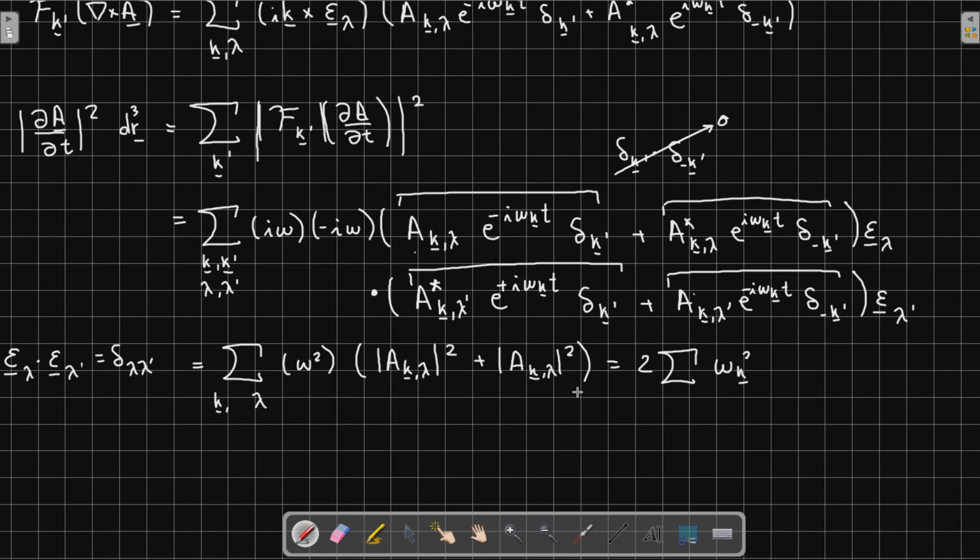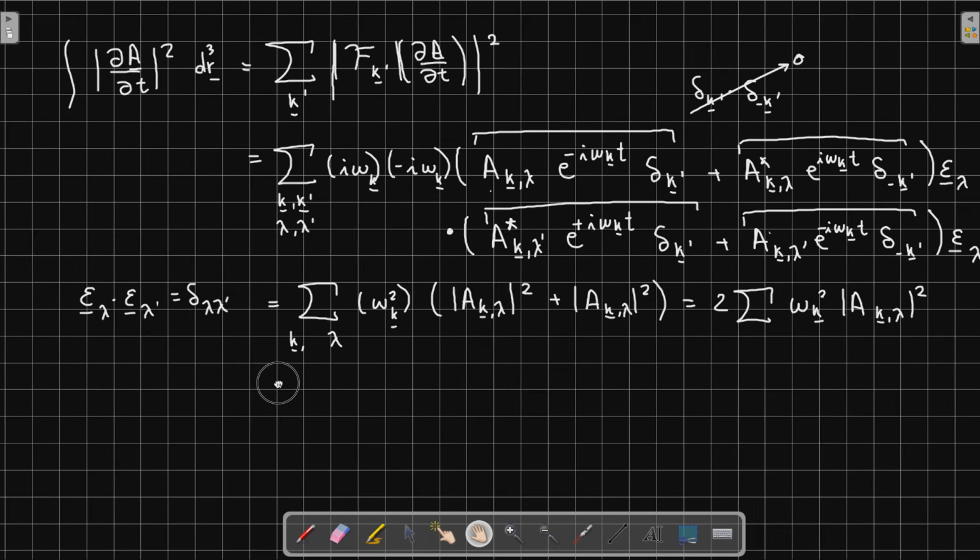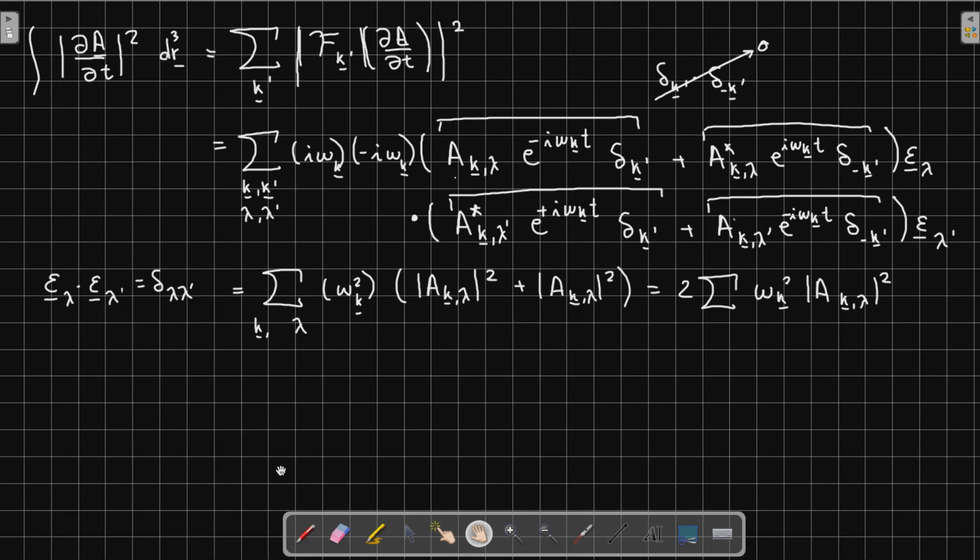Sum of omega k squared. I forgot the k right here, times a k lambda squared. Great. Now the calculation for the other integral with the curl of the vector potential is quite similar.